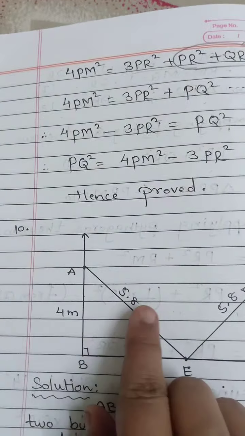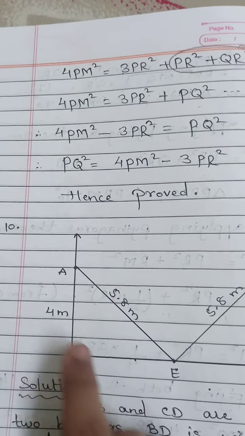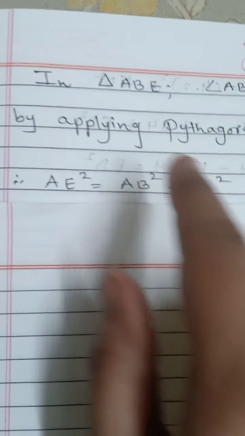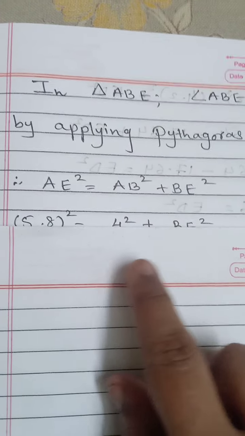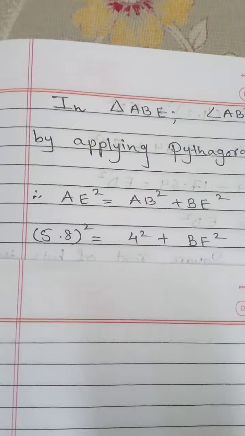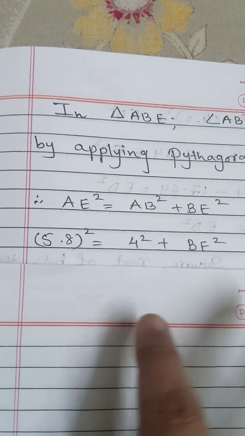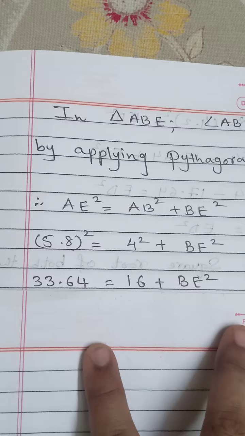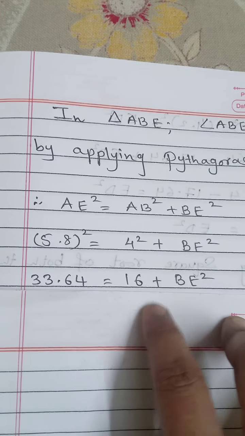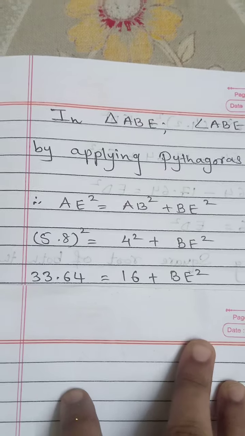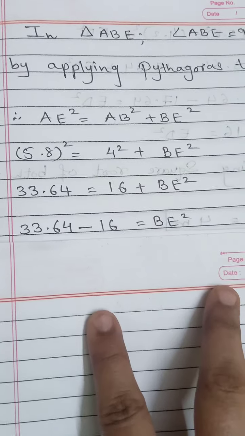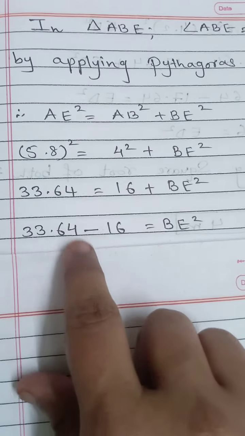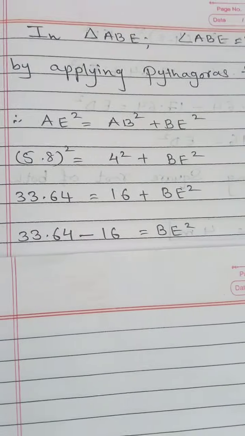Now here the value of AE is 5.8 and AB is 4. BE we want to find. So we'll apply that only. AE is 5.8, AB is 4. So 5.8 the whole square minus 4 square is equal to BE square. Now if you find the square of 5.8, you will get the answer 33.64, and the square of 4 will be 16. This plus 16, if I take it here, will become minus 16. So 33.64 minus 16, we will do the subtraction here.